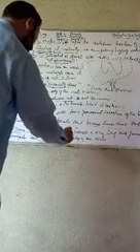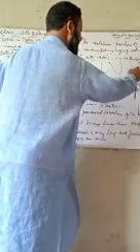Number sixth type, that is circinotropous. In this type, the funicle is very long and forms a complete circle around the body of the ovule. If this is the body of the ovule, this is the funicle, very long and forming a complete circle around the body of the ovule. Such a type of ovule is called circinotropous ovule.